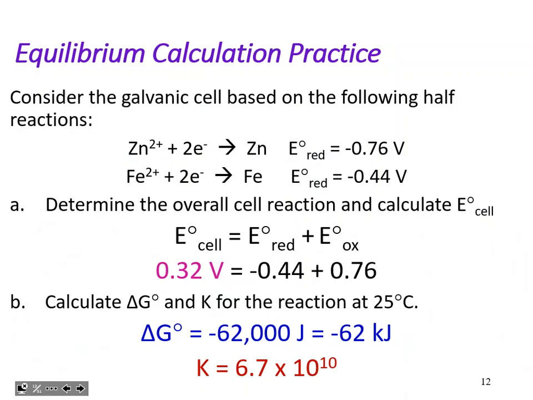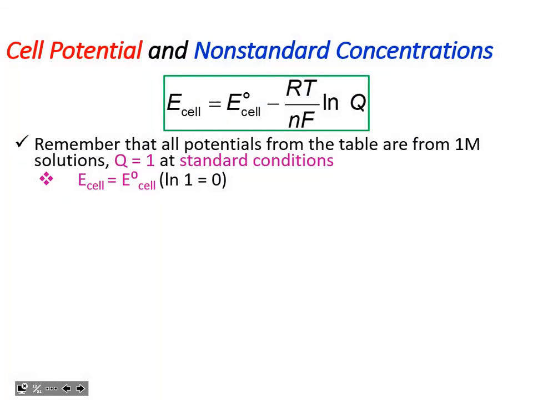Very good. All right, now let's talk about non-standard concentrations. This is the qualitative analysis where you don't really have to use the Nernst equation, although I put the Nernst equation up here for you. Remember, this is on the formula sheet.